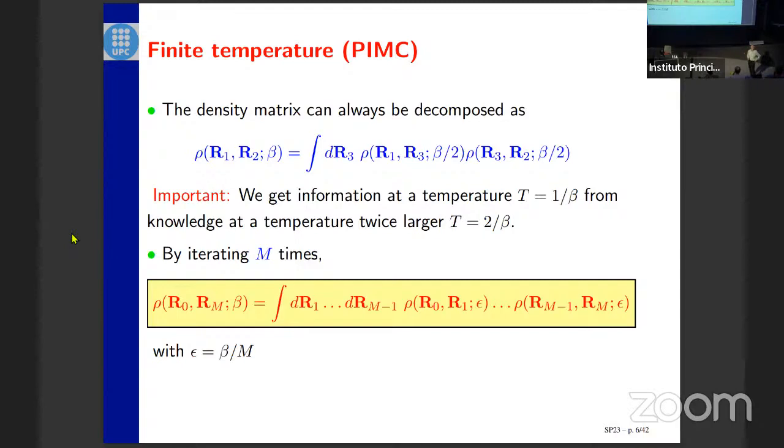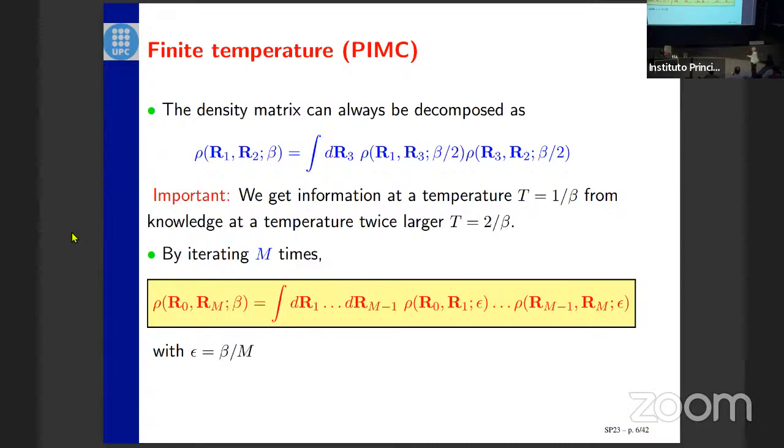So we need to apply this convolution property and get a good approximation for the density matrix at high temperature, and then just iterate, as is written in this equation. This is for M terms, here it is for two, but the idea is the same.